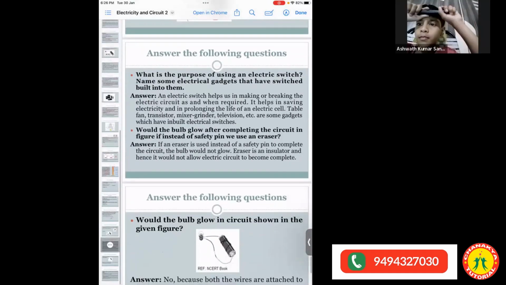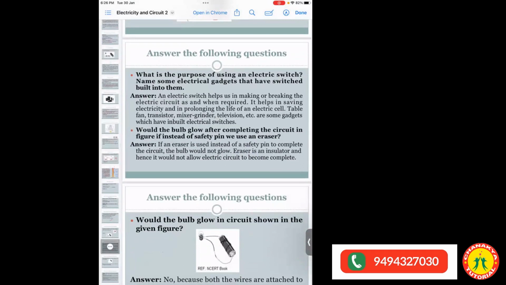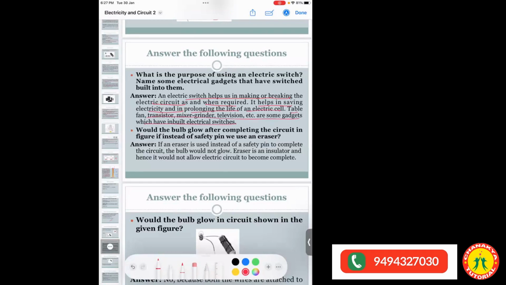Okay, then next, what is the purpose of using an electric switch? Name some electrical gadgets that have a switch built into them. An electric switch helps us in making or breaking the electric circuit as and when required. It helps in saving electricity and in prolonging the life of an electric cell. Table fan, transistor, mixer grinder, and television are some of the gadgets which have inbuilt electrical switches.